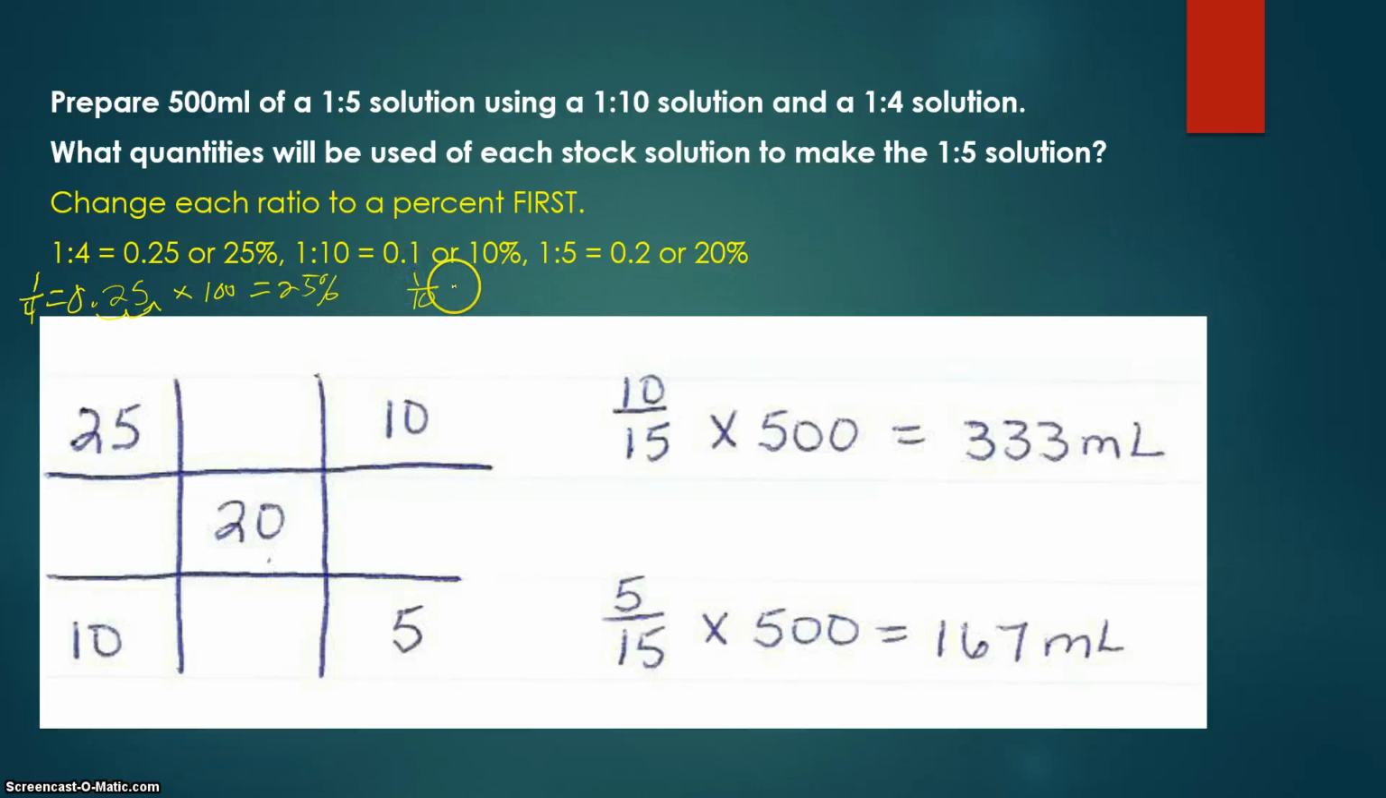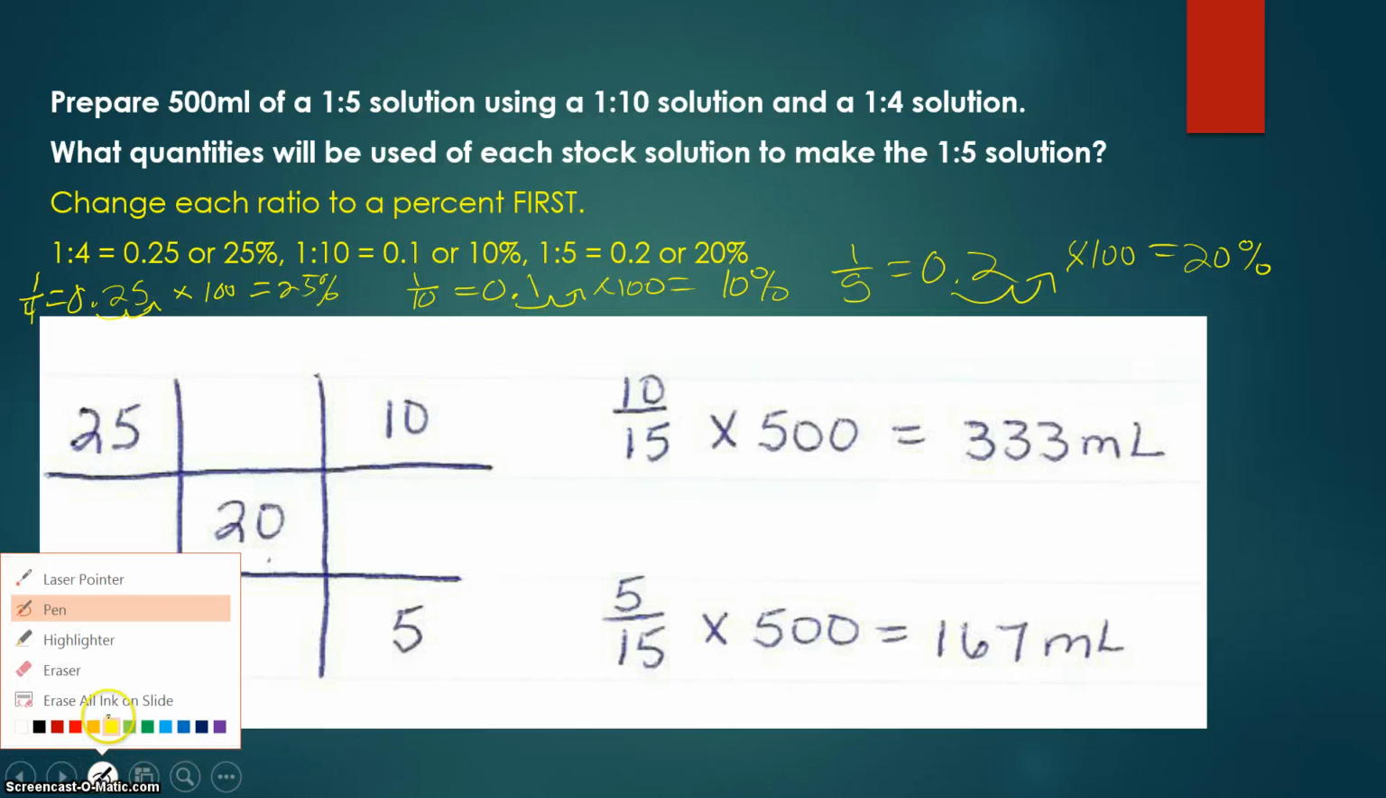So you do 1 divided by 10, that gives you 0.1, and you move the decimal to the right twice, or you multiply by 100, and that'll give you 10%. Now to get to 1 to 5, you do the same thing. 1 divided by 5 equals 0.2. You move the decimal to the right twice or multiply by 100, and that should give you 20%.